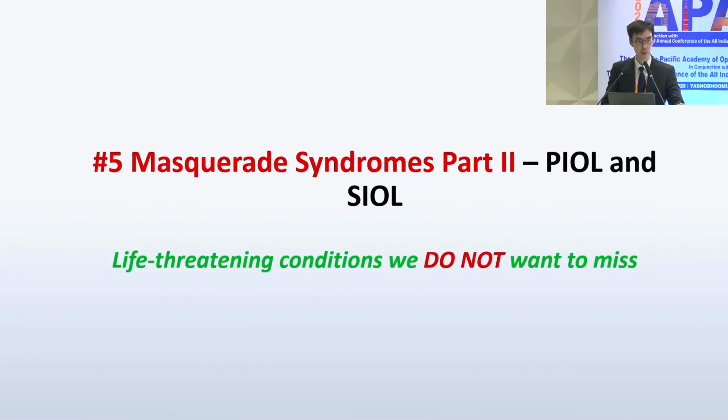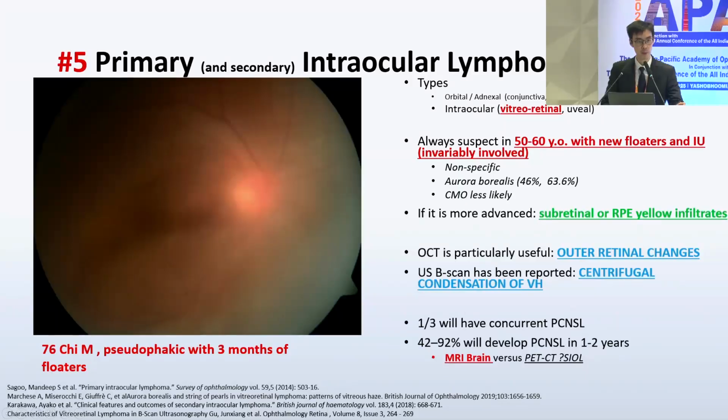As we come to the last part, I think this is always important to remember. Life-threatening conditions which we would not want to miss, and intraocular lymphoma must be one of them. So here we are talking about vitreoretinal lymphoma, and we should always be suspicious of a patient who presents with new onset floaters and vitreous haze when they are older than 50 years old. The vitreous haze could be non-specific as shown in the photo on the left, or it can be an aurora borealis pattern reported in 40 to 60% in some case series.